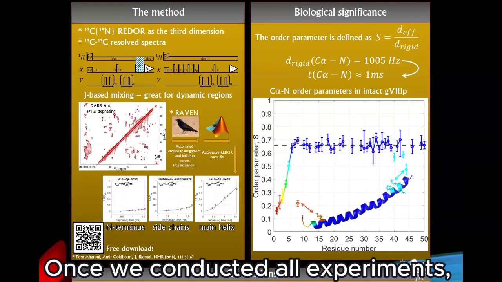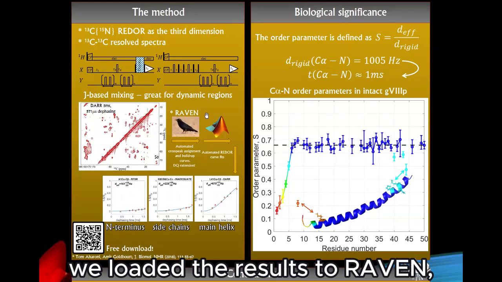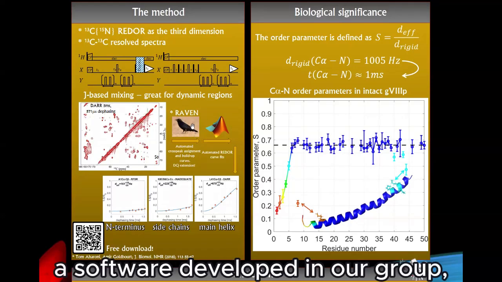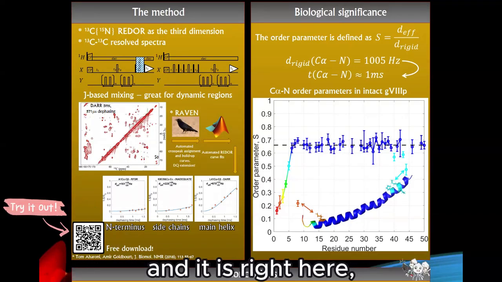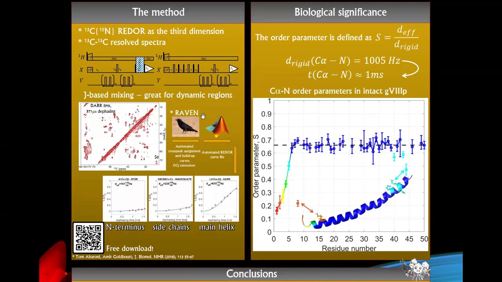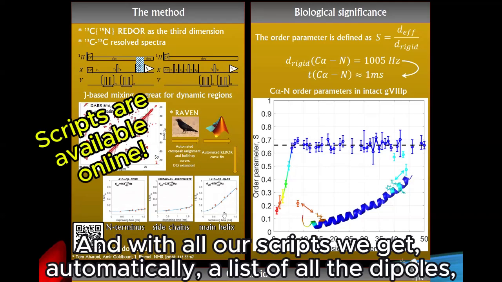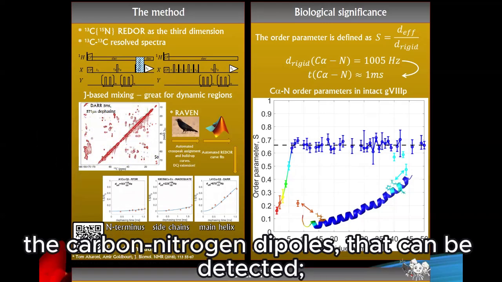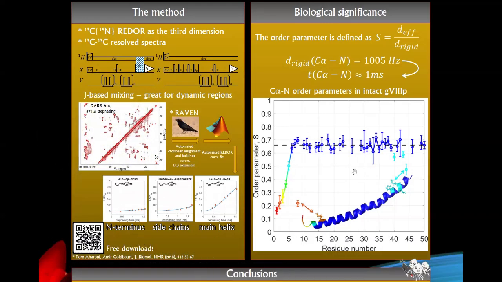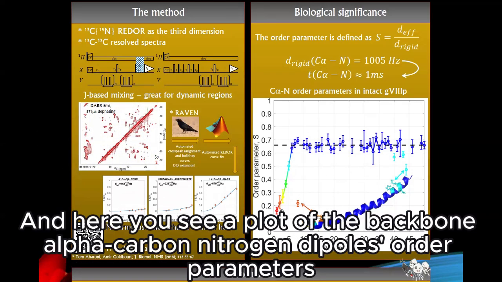Once we conducted all experiments, we loaded the results to RAVEN, a software developed in our group, and it is right here, free to download. And with all our scripts, we automatically get a list of all the carbon-nitrogen dipoles that can be detected. And here you see a plot of the backbone alpha carbon-nitrogen dipoles' order parameters.